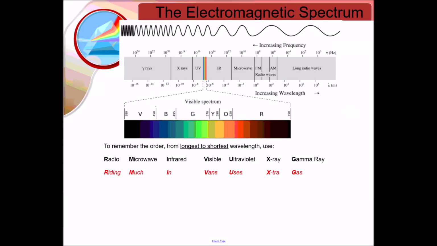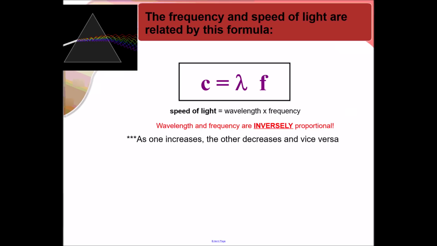To remember the order of the EM spectrum from longest to shortest wavelength, opposite of the diagram above, use the saying, "Riding much in vans uses extra gas." The frequency and speed of light are related by this formula: c equals lambda f, which stands for speed of light is equal to wavelength times frequency. Wavelength and frequency are inversely proportional. As one increases, the other decreases, and vice versa.